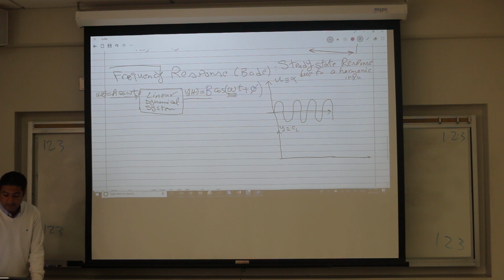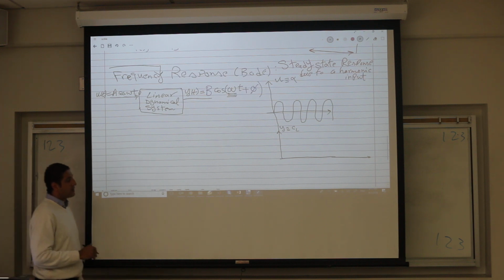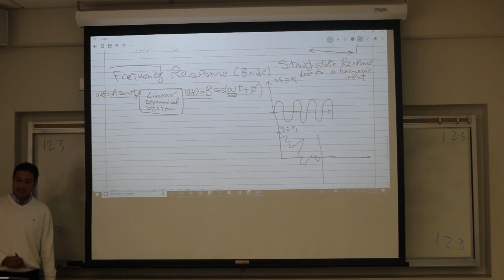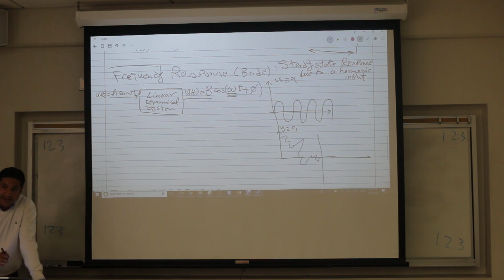Okay? So you give an oscillatory input. So at the beginning there will be some transient, right? I don't care about it, ignore it. Ignore the transient, I don't want to see it. I will identify the dynamics from the steady state response, but the steady state response is not now a constant. Why? Because you're not giving a constant input, you're giving a time varying input, so your output will follow your input.